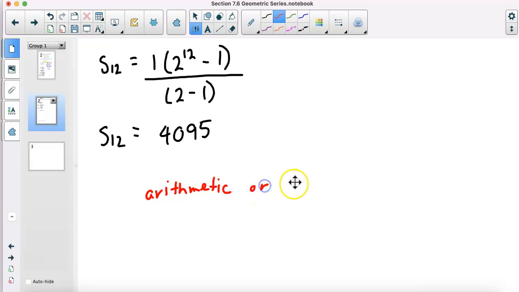So once again, when you're doing these questions, especially for the review, the first thing you need to determine is: is it arithmetic or is it geometric? Knowing this determines which equation you can move forward with for the rest of your question.